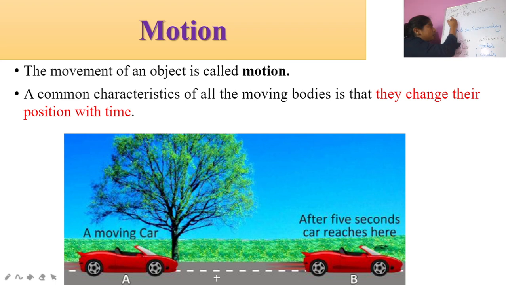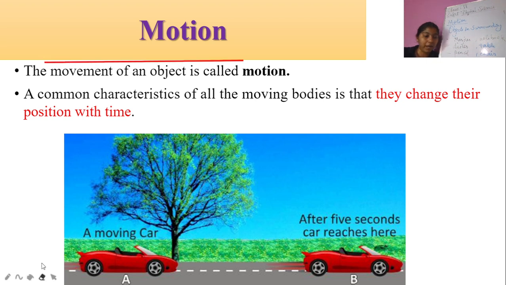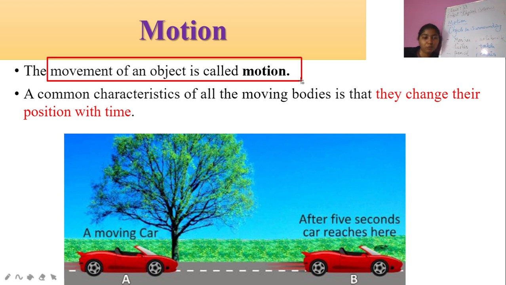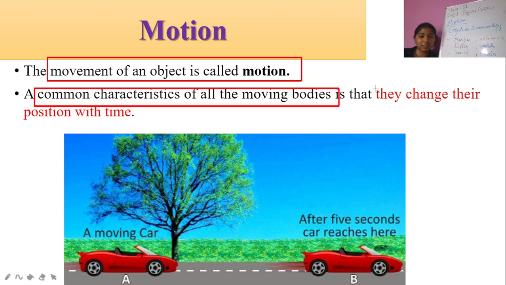Our topic is the motion of an object. Let's talk about what that is. The movement of any object is called motion. A fan is moving in a circle, so we can say it is in motion, right? The common characteristic of all moving bodies is that they change their position with time. So basically they work according to the time.